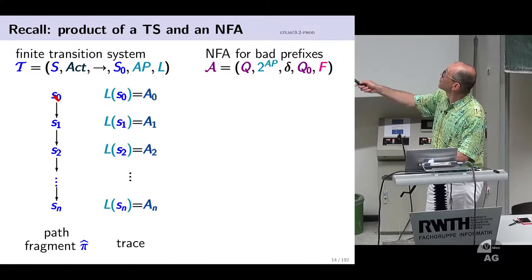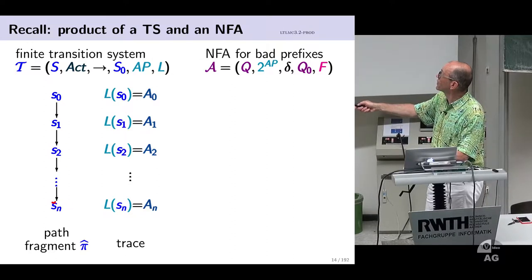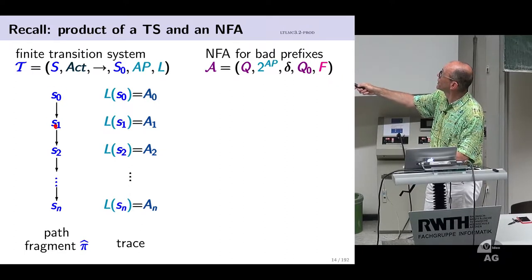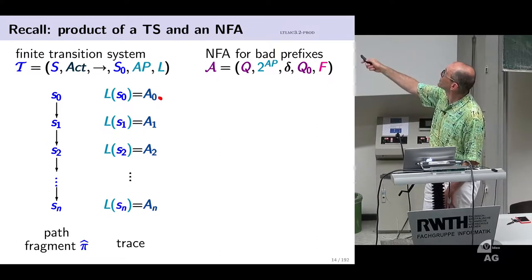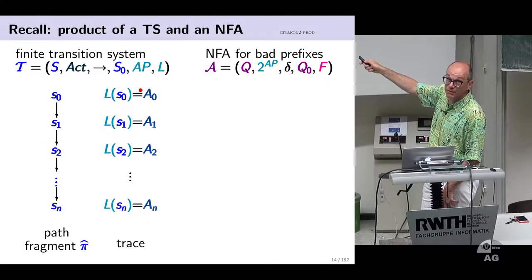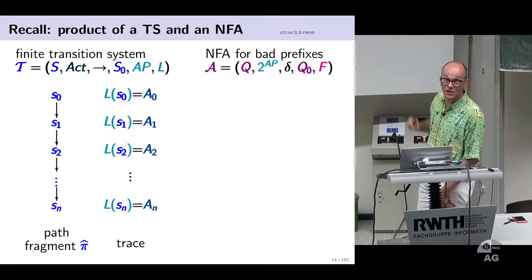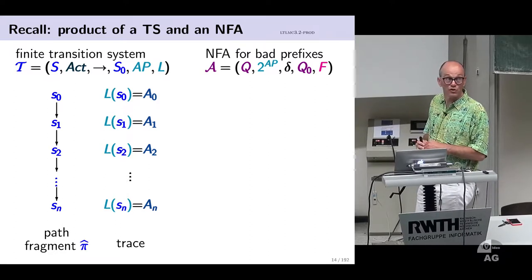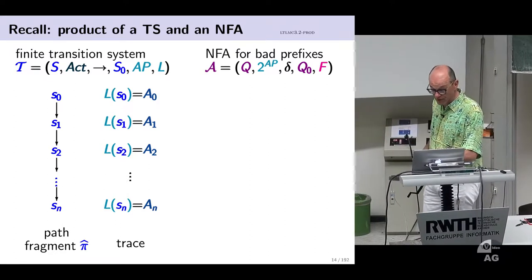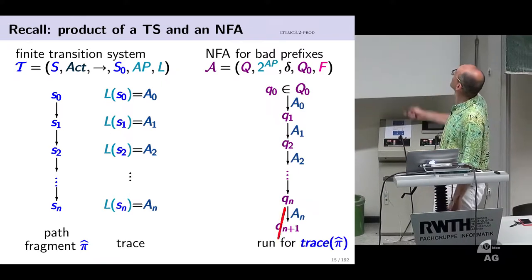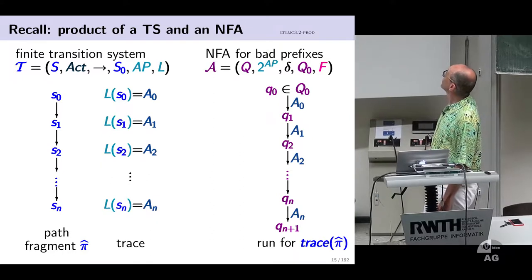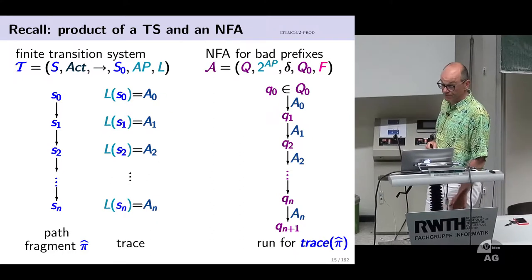And the idea is that we look at a run or a path fragment in the transition system. We consider the labels of those states, so the set of atomic propositions which holds here, which holds there, and which holds there. And the idea, intuitively speaking, is that these are the input symbols which are fed into this automaton. Okay, so this automaton will, based on these sets of atomic propositions, construct a run, and that looks as follows. So here I have a run of this NFA, and I do this based on these input symbols.